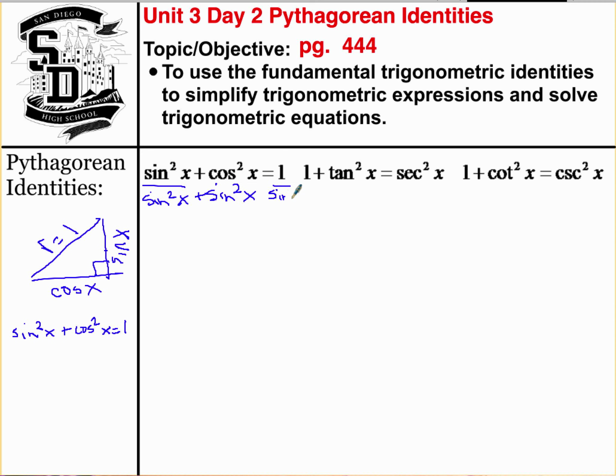This one's already solved for secant squared. What if I wanted to solve it for tangent squared? Well, that wouldn't be very hard. If I start with the original, in order to get tangent squared alone, I would simply have to subtract this 1 and move it to the other side. So that would give us secant squared minus 1.